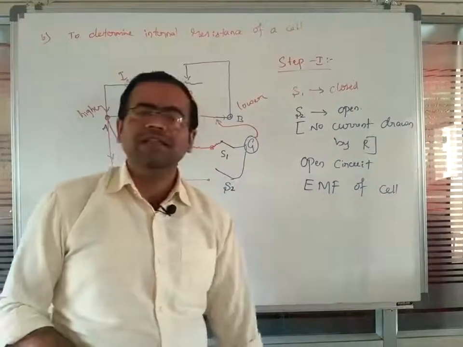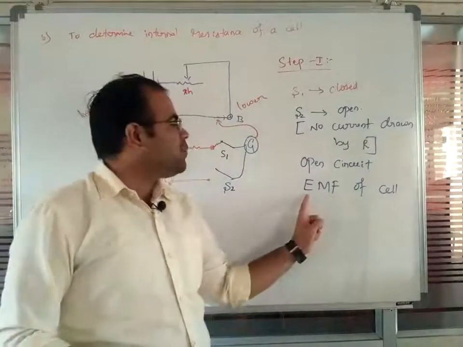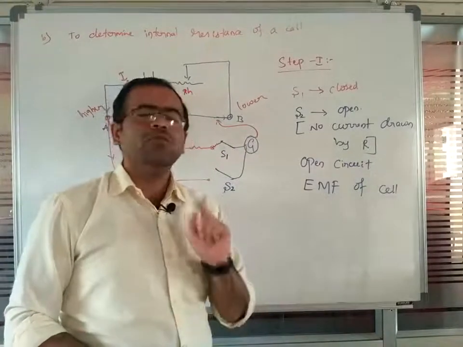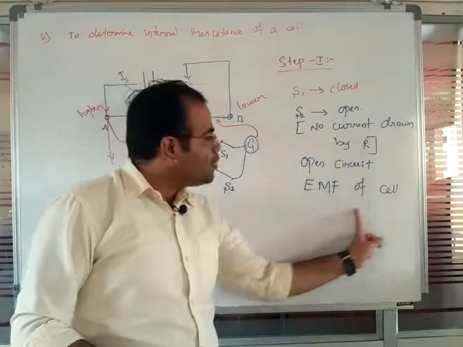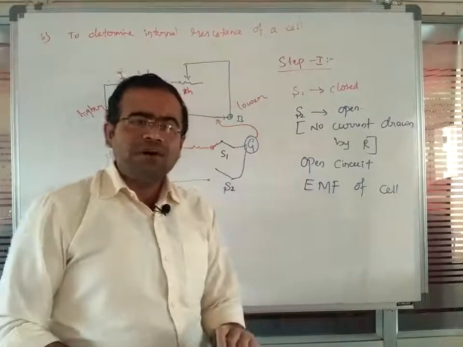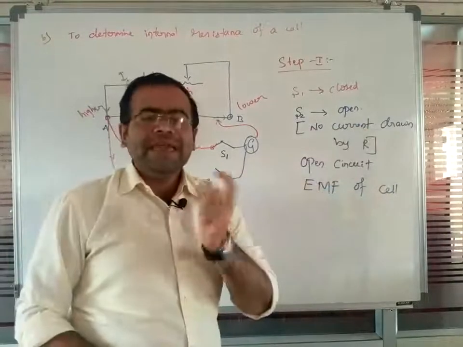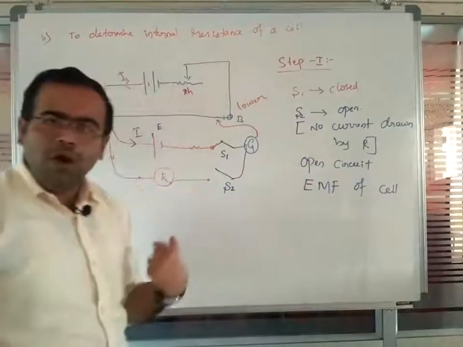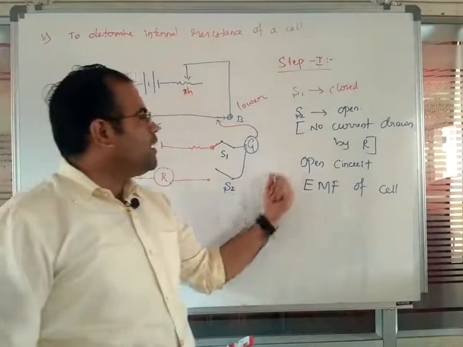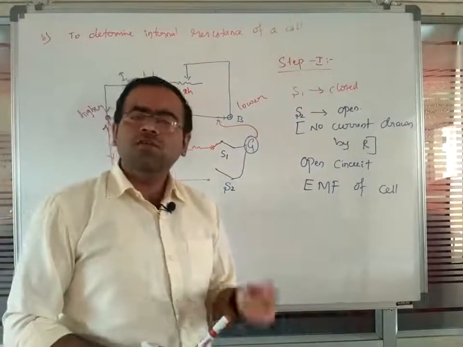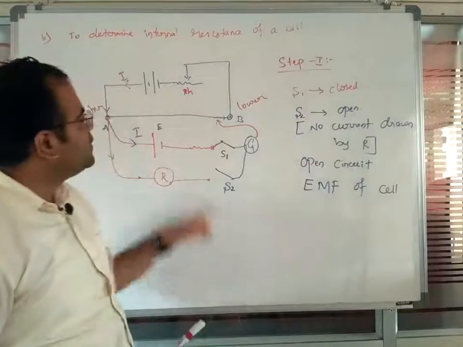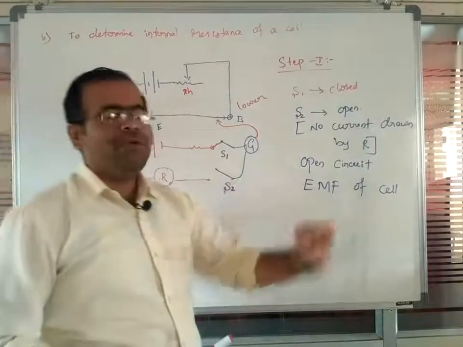EMF of a cell, remember, is a potential difference, not an electromotive force. It is a potential difference whenever there is no amount of electric current drawn by any circuit. Whenever there is no electric current drawn by the circuit, that kind of potential difference developed in the circuit we call as EMF of a cell.